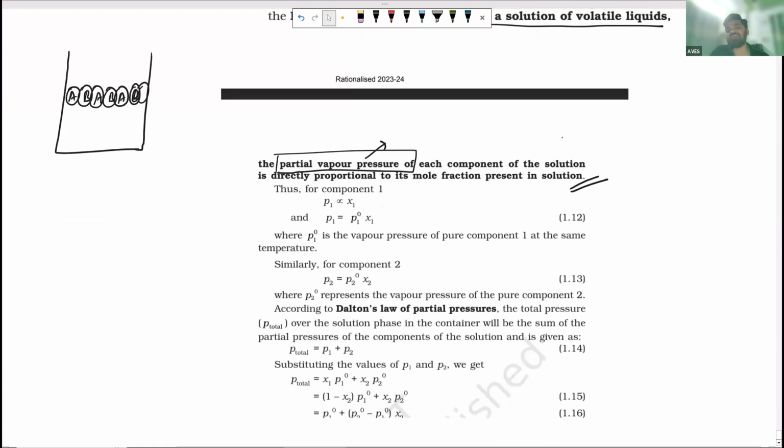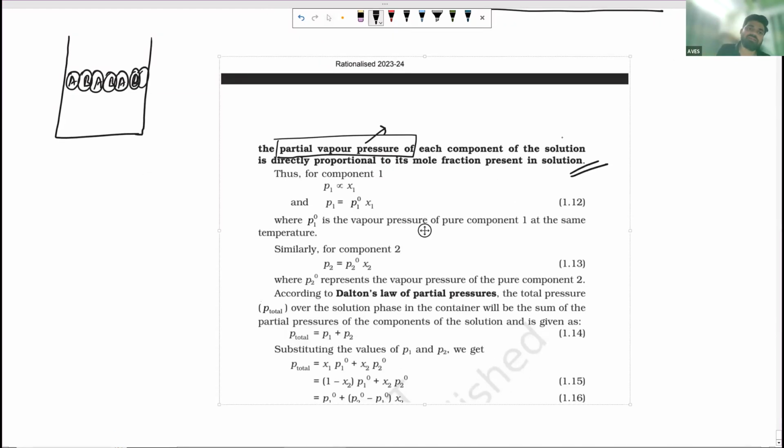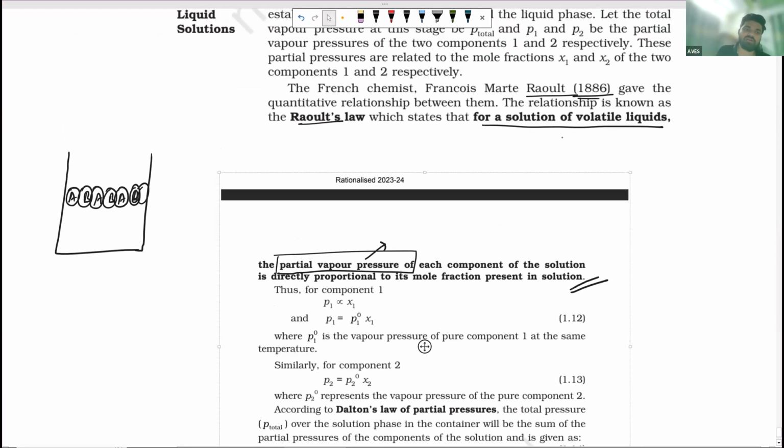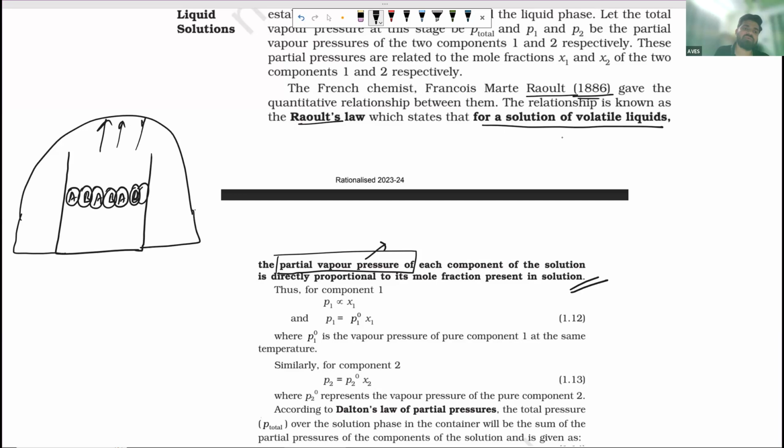Partial pressure, or partial vapor pressure. For example, this gas is exerting a pressure. When you are having a mixture of this and you start heating it, this gas will exert a pressure over the surface. Let's keep it in a closed container like this, so it will keep exerting a pressure over it. And let's say you are having a scale here, a pressure gauge which can record the pressure, and you are just reading it. Now you start heating it.